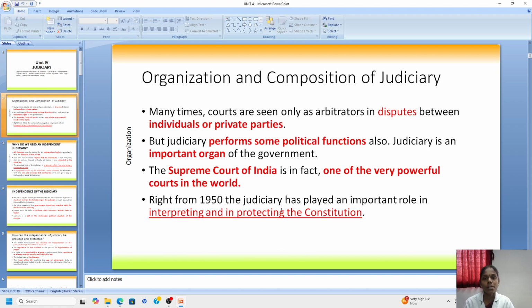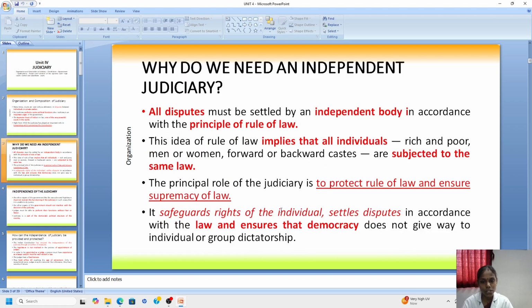Many times courts are seen only as arbitrators in disputes between individuals or private parties. But judiciary performs some political functions also. Judiciary is an important organ of the government. The Supreme Court of India is in fact one of the very powerful courts in the world. Right from 1950, the judiciary has played an important role in interpreting and in protecting the constitution.